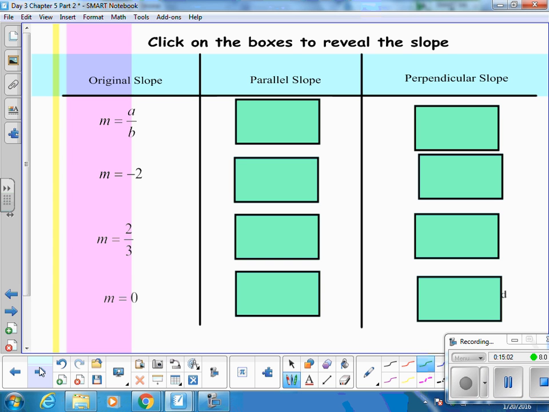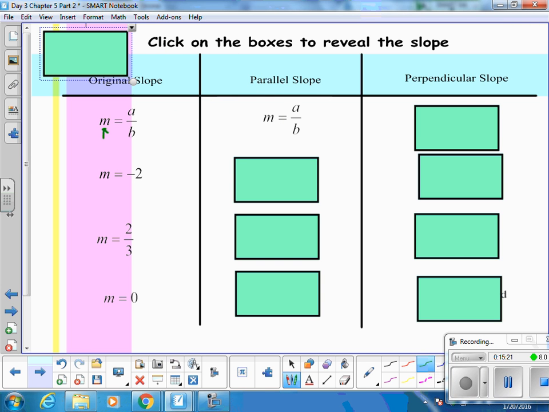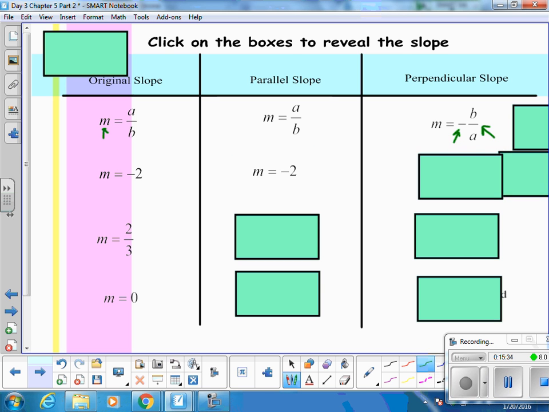We're going to click on the boxes to reveal the slope. So you want to keep an eye on what's happening. If you remember, this is what happens with the parallel slope and what happens with the perpendicular slope. Okay, so if my slope m is a/b, my parallel slope will be the same, whereas the perpendicular slope is going to be the opposite reciprocal of it. If my slope is negative 2, my parallel slope will be negative 2, but my perpendicular slope will be the opposite and the reciprocal of it.